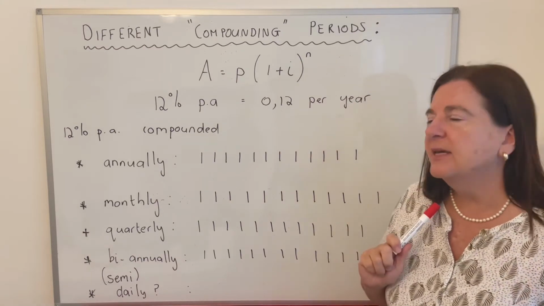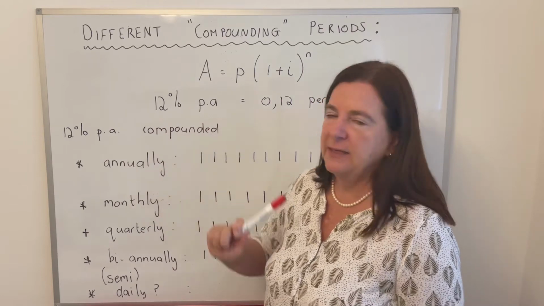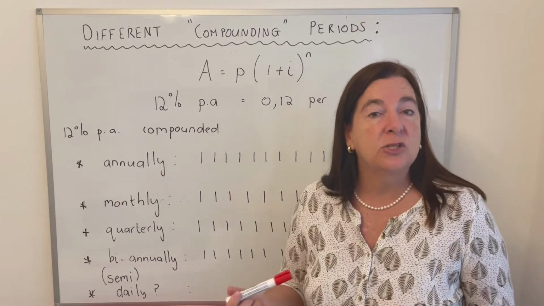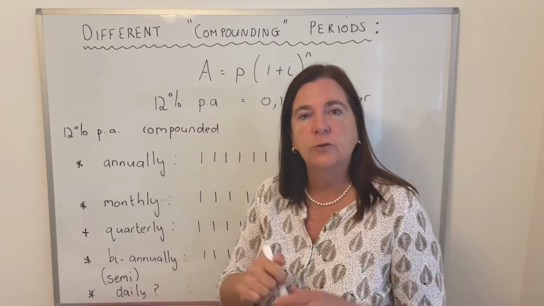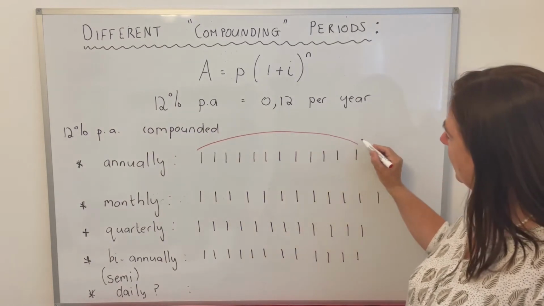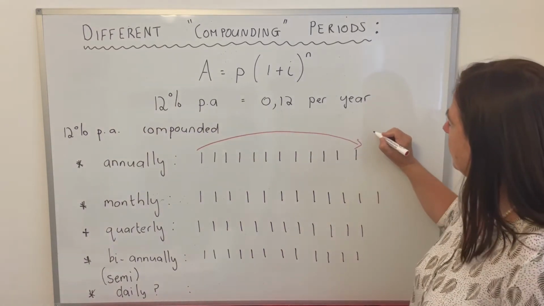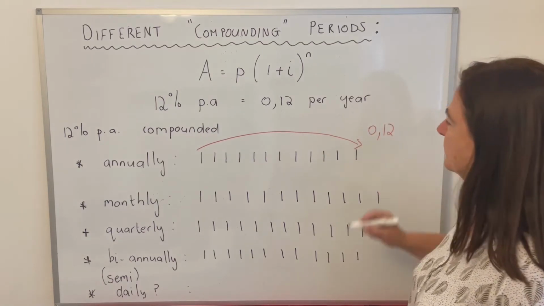Now what happens if we take this 12% per annum and it's compounded annually? In other words, the interest is charged right at the end of the year, or end of a financial year, but end of full 12 months. That would mean we would only charge the 12% at the end of the year, and that would be 12 over 100, which is 0.12.